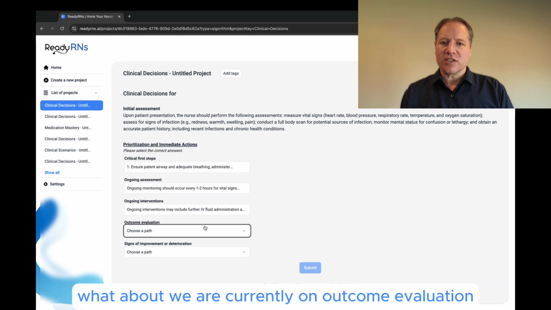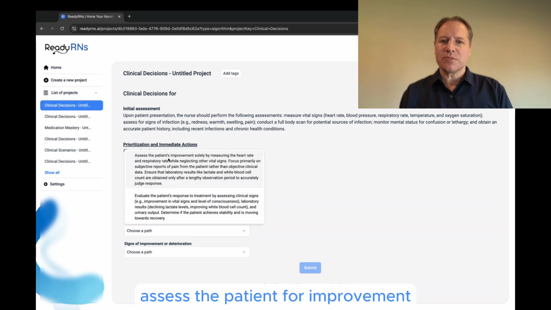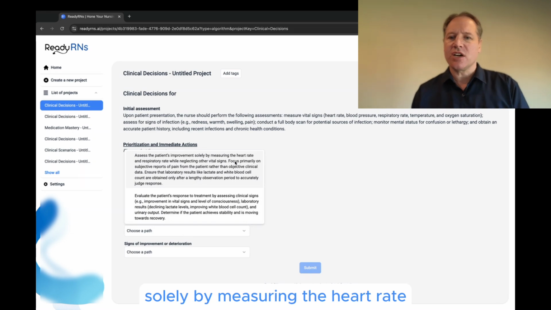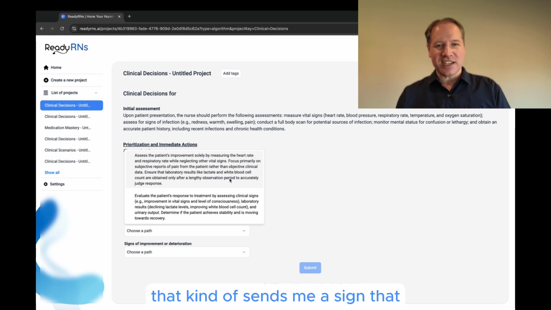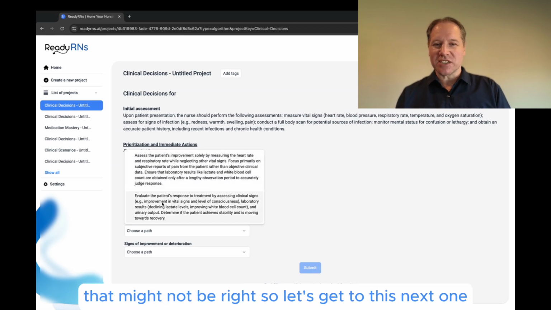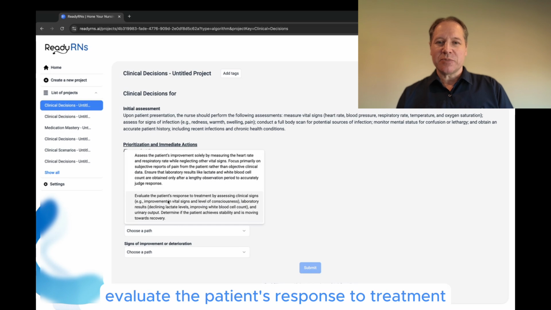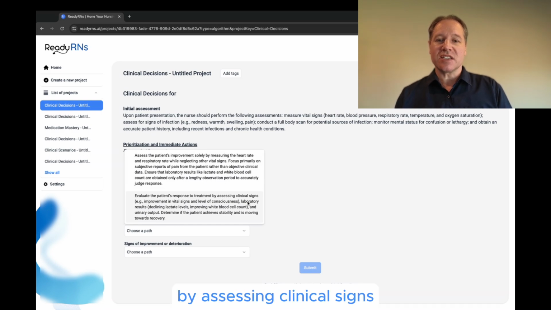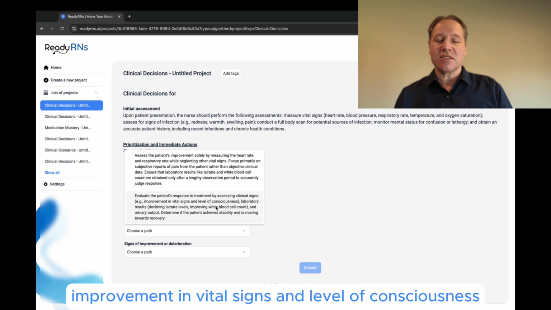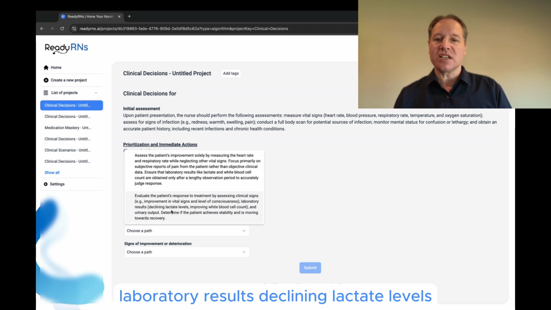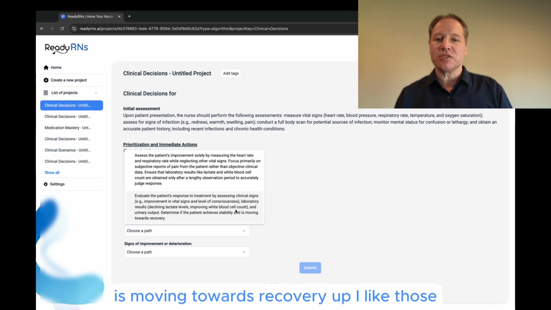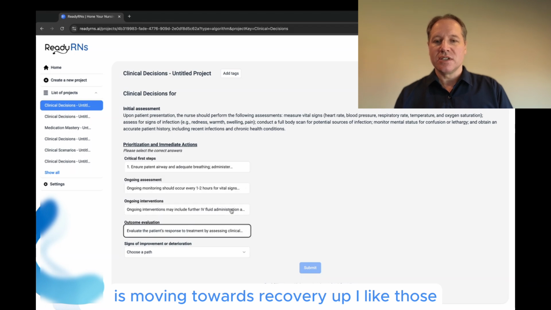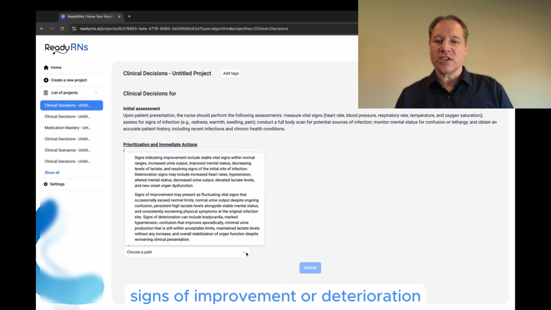What about, we are currently on outcome evaluation. Assess the patient for improvement solely by measuring the heart rate and respiratory rate while neglecting the other vital signs. Okay, that kind of sends me a sign that might not be right. So let's get to this next one. Evaluate the patient's response to treatment by assessing clinical signs, improvement in vital signs and level of consciousness, laboratory results, declining lactate levels, improving white blood cell count, and urinary output. Determine if the patient achieves stability and is moving towards recovery. Yep, I like those. Signs of improvement or deterioration.